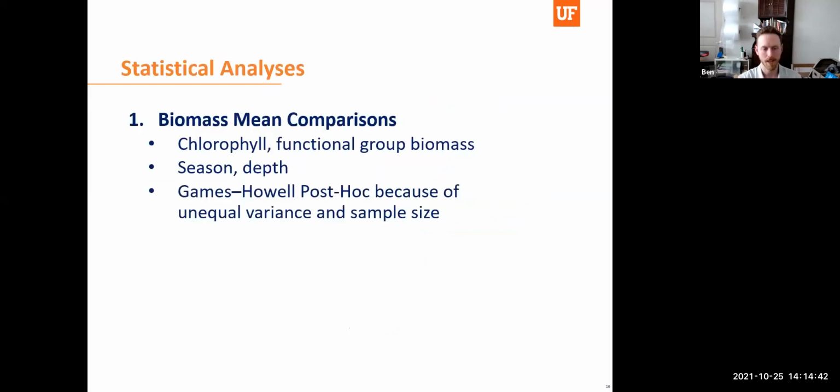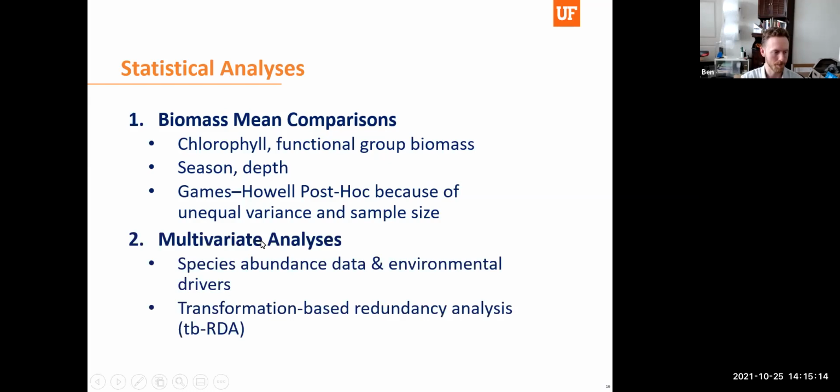And then for statistical analyses, we did many biomass mean comparisons along chlorophyll, functional group biomass, and then we looked at different seasons and depths as our main comparison. And we used the Games-Howell post hoc test for these comparisons, mostly for unequal variance, because as the biomass goes up, the variance tended to go up as well. So the equal variance assumption could not be met, so the Games-Howell did a good job of helping with that.